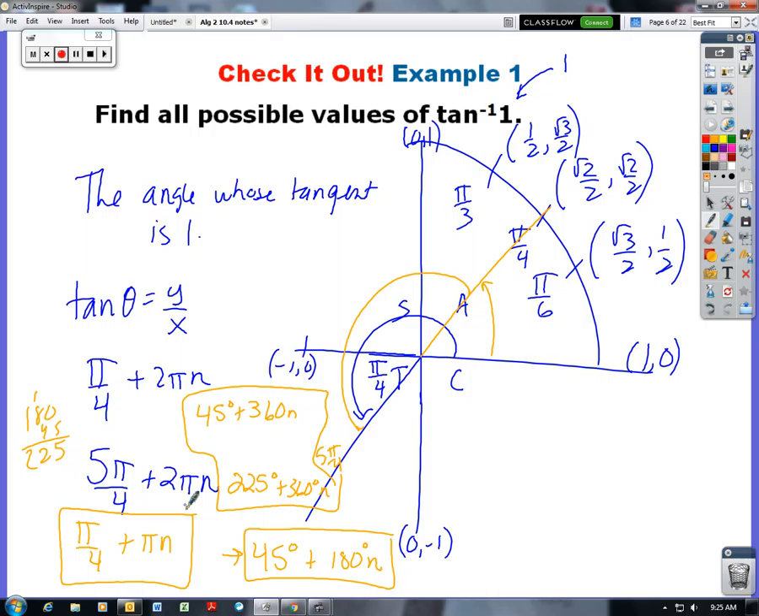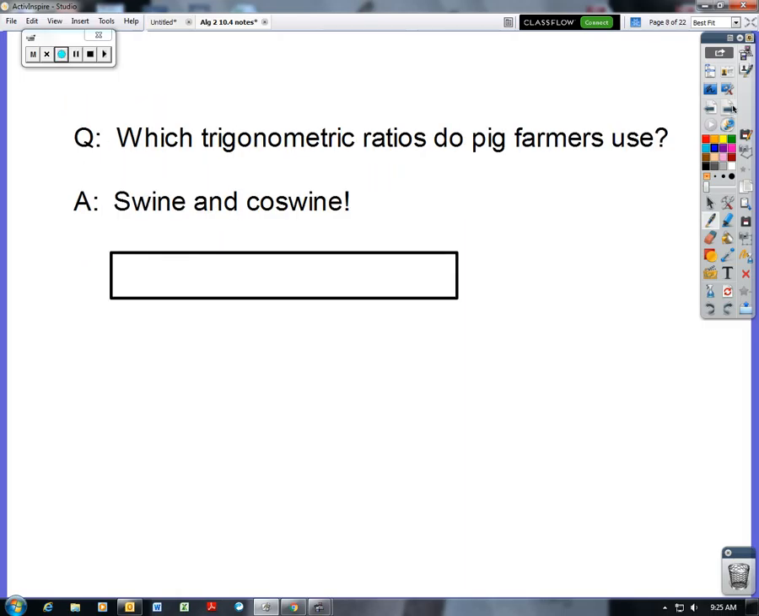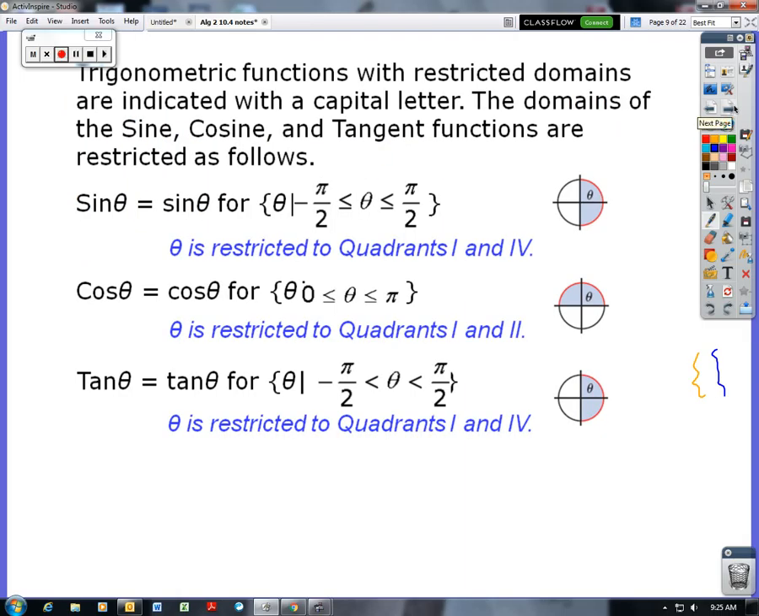So that means that inverse tan with a little baby t is not a function, because for each input we're getting multiple outputs. But mathematicians, of course, want functions. They're nice. They like them. So they decided to force them to be functions, and the way that they forced them is that they restricted the domains. Whenever we restrict the domains, at least our book uses capital S, capital C, capital T. I don't think the pre-calc book does this. Different books do it different ways.